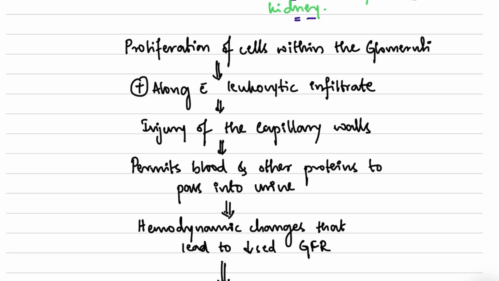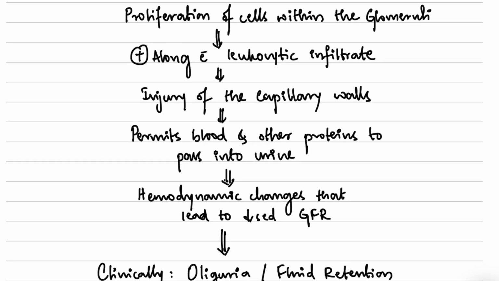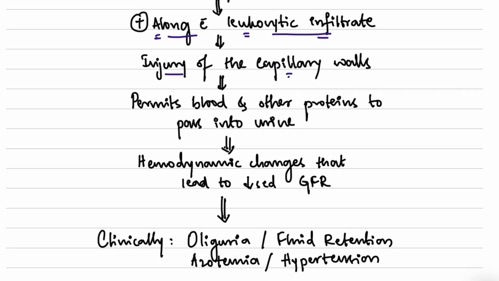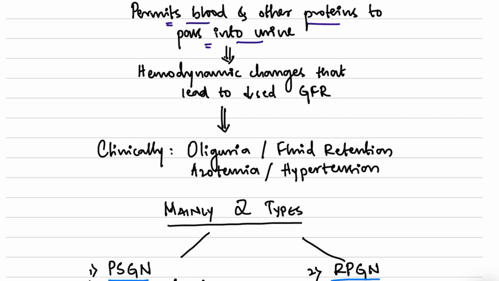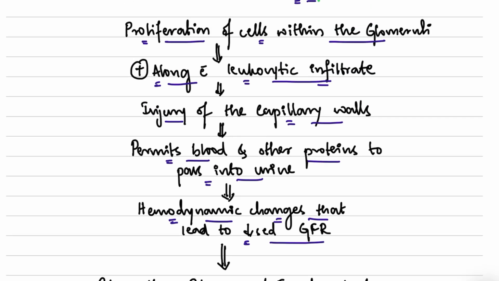What generally happens in nephritic syndrome is there is proliferation of cells within the glomeruli, and along with that, we also have proliferation of leukocytes and their infiltration into the glomerulus. This leads to injury of the capillary walls, which permits blood and other proteins to pass into the urine. After that, there are hemodynamic changes that ultimately lead to decreased GFR. So this is the basic pathophysiology of nephritic syndrome.